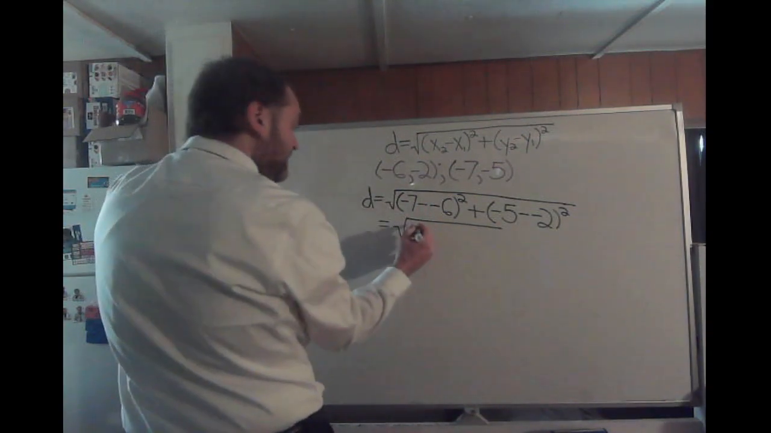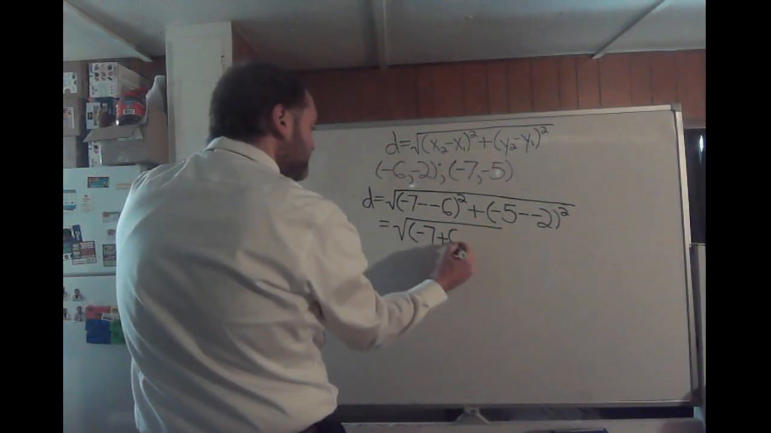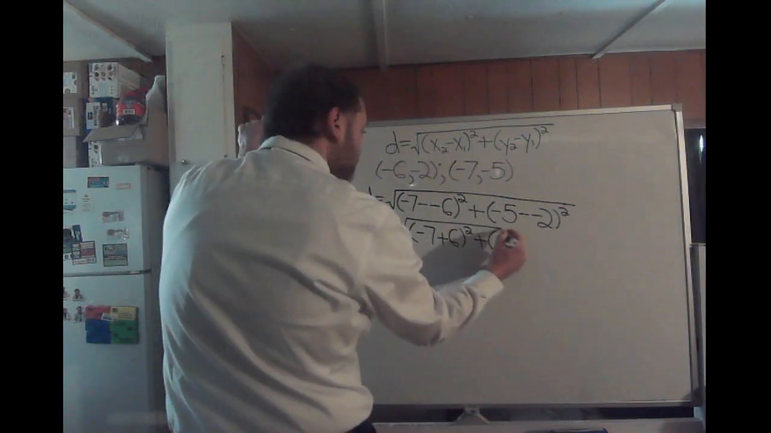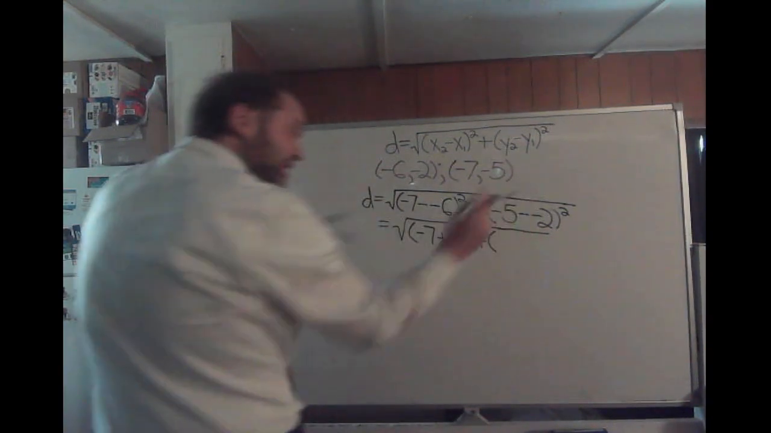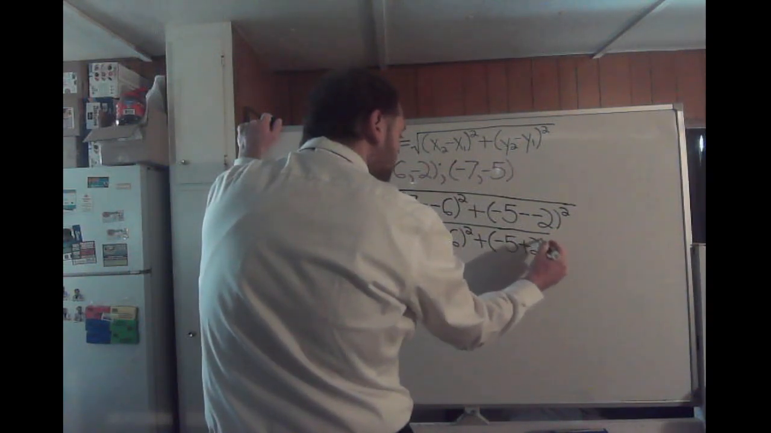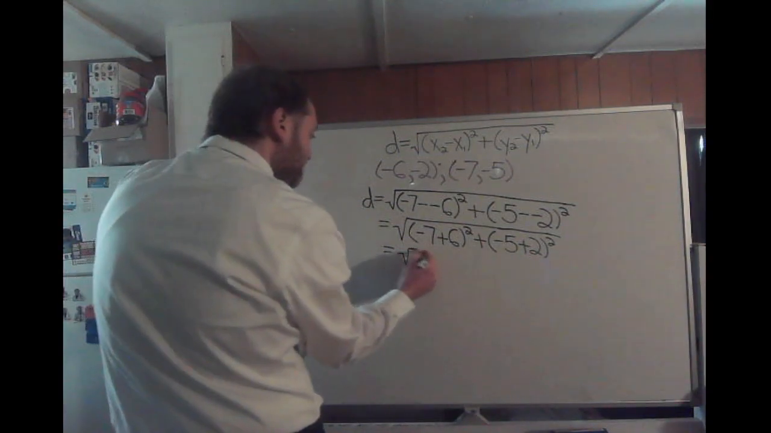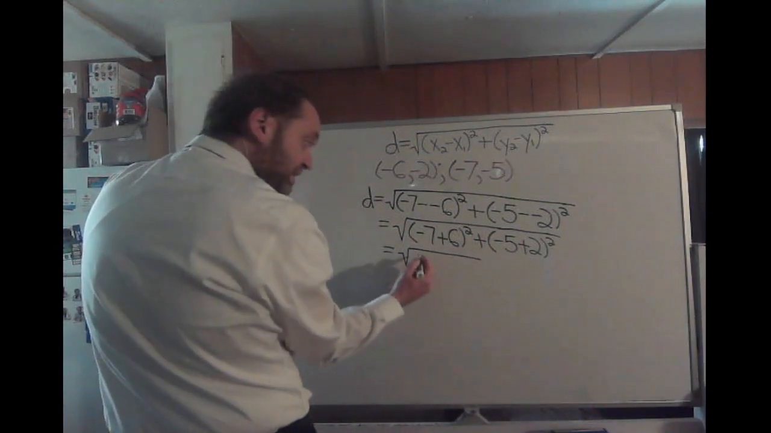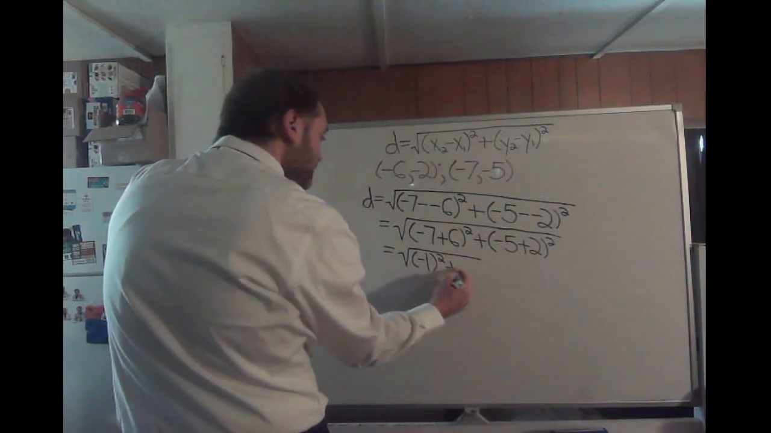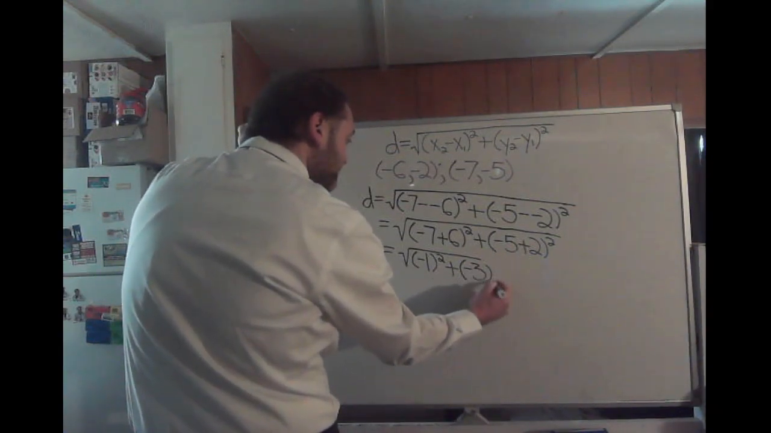-7 minus -6 is -7 plus 6. That'd be raised to the second power. Plus then you have -5 minus -2 turns into -5 plus 2 to the second power, which will simplify this a little bit further. Now -7 plus 6, that's -1. That'd be raised to the second power. Plus, then you have -5 plus 2, that'd be -3 to the second power.